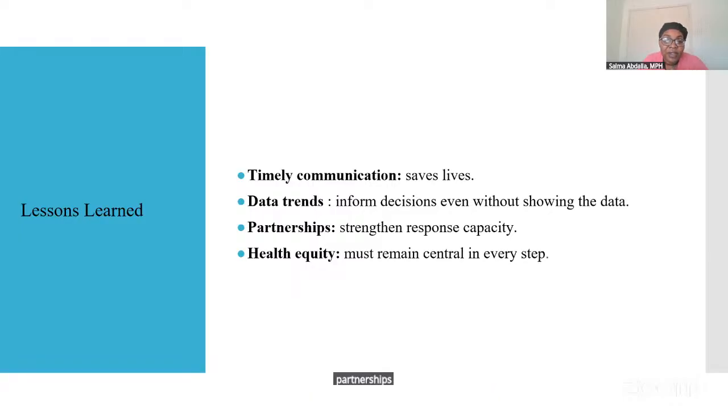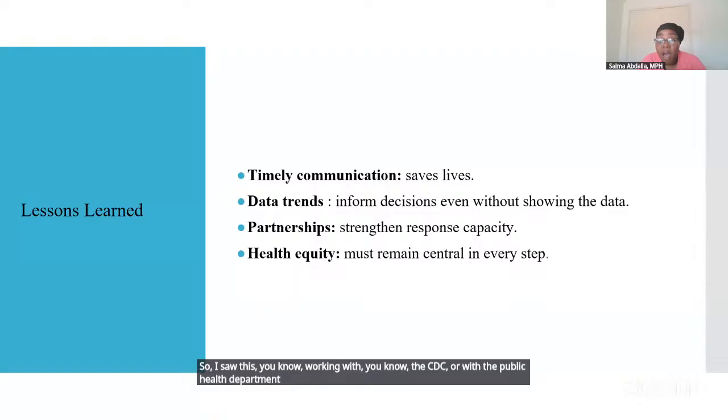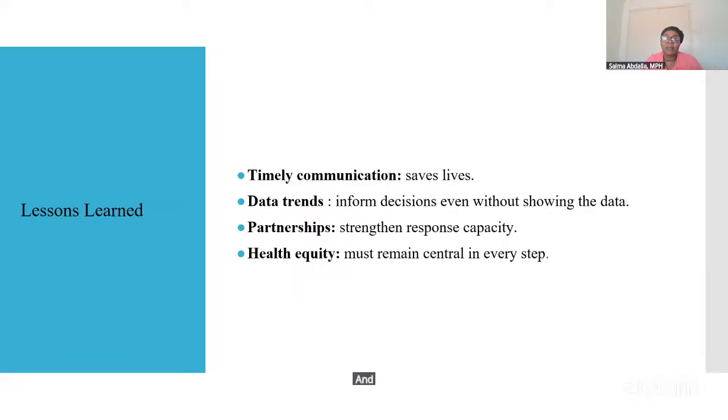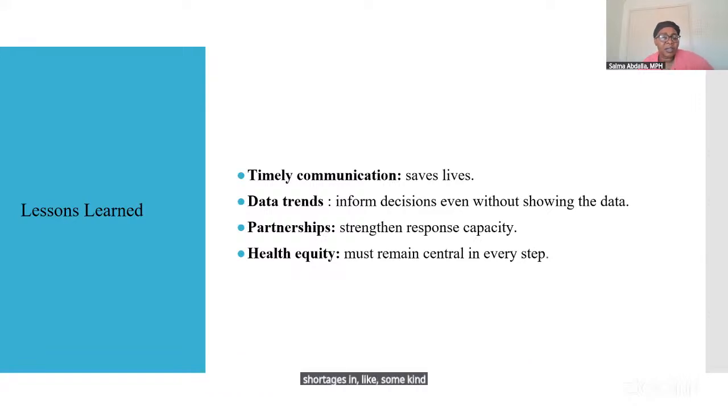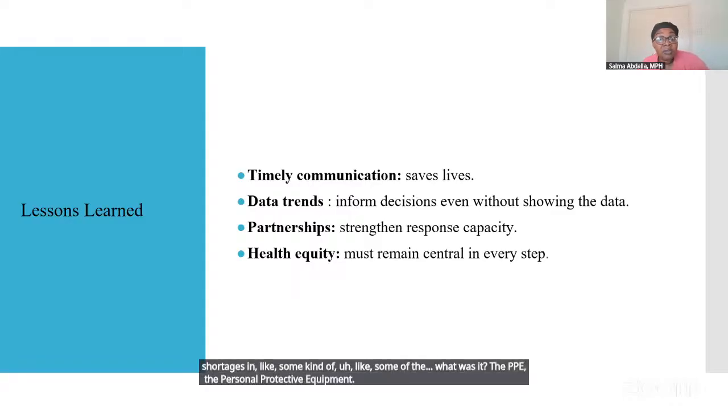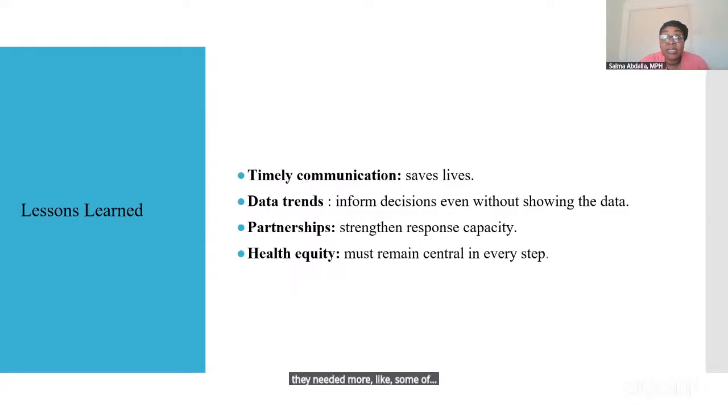Partnerships are very, very crucial. It helps strengthen response capacity. Working with the CDC, the public health department, and communities allowed us to focus resources where they were needed the most. For example, I remember a lot of the long-term care facilities were having shortages of PPE, the personal protective equipment. They were needing it like insane because of increased use.